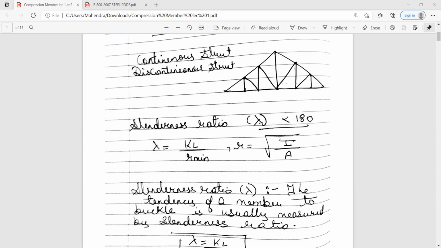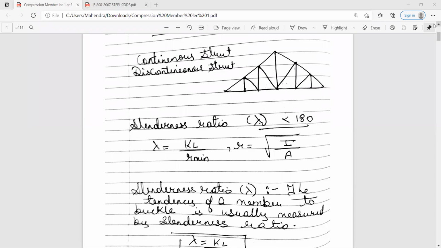I by A. Here, what is I? Yes, what is I over here? What is I? Yes, you can unmute yourself and you can speak. What is I over here indicates? Moment of, yes, moment of inertia. I is nothing but the moment of inertia, absolutely correct. And A is your area. So the formula to calculate r is under root of I by A.